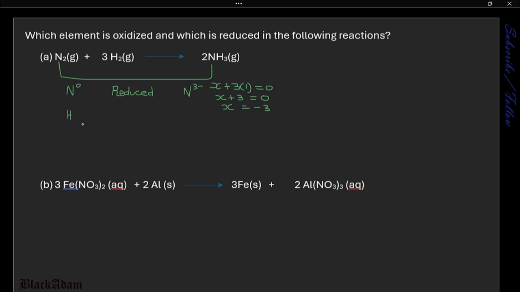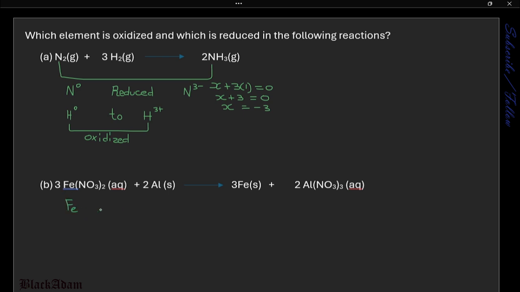And then hydrogen, let's look. Hydrogen again moves from 0 to positive 1, because we know that hydrogen there gives us positive 1. So that means that's going to be once again oxidized. Even if it would move from 0 to positive 1, that would be oxidized.